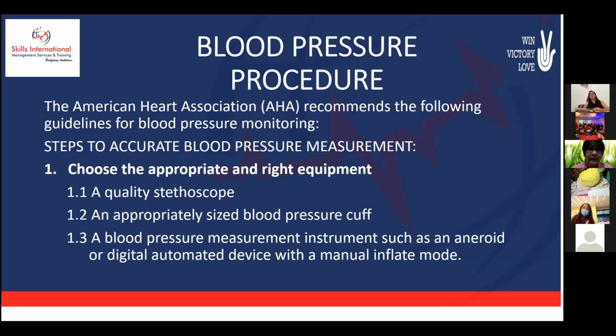i-appropriate. Kung halimbawa baby yung kukunan nyo, dapat pediatric or baby na cuff ang kailangan. Kung matanda o yung obese, yung masyadong mataba, kailangan yung may malaking cuff. So kailangan natin, when taking blood pressure, appropriate size ng blood pressure cuff. A blood pressure measurement device also, such as aneroid or digital automated device with a manual inflate mode. So ito yung mga kailangan natin. Mag-choose tayo ng appropriate and right equipment.